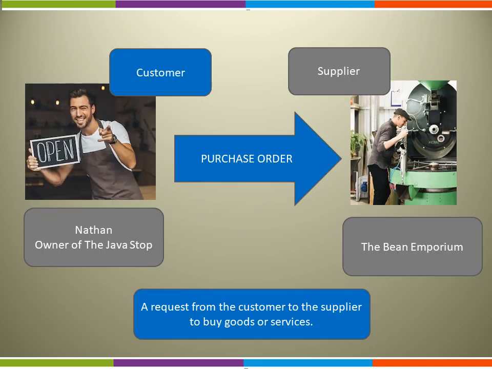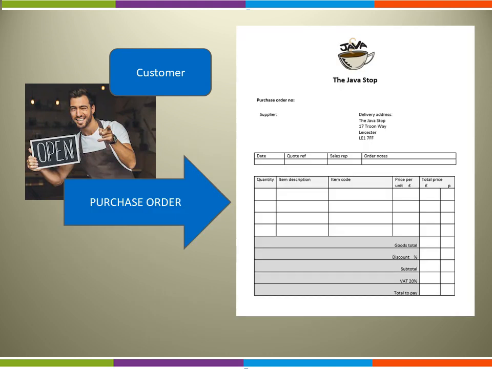Remember, a purchase order is sent from a customer to a supplier. It is a request from the customer to the supplier to buy goods or services. Here is a blank purchase order for the Java Stop. The logo and the delivery address are specific to this business. However, many of the features that we see are common to all purchase orders.